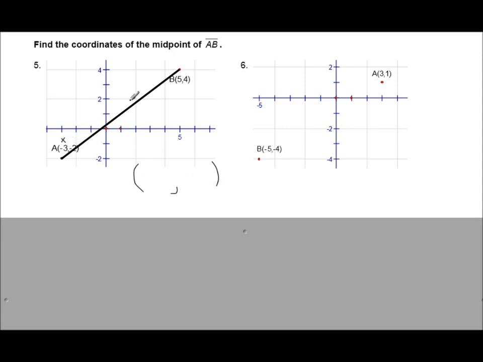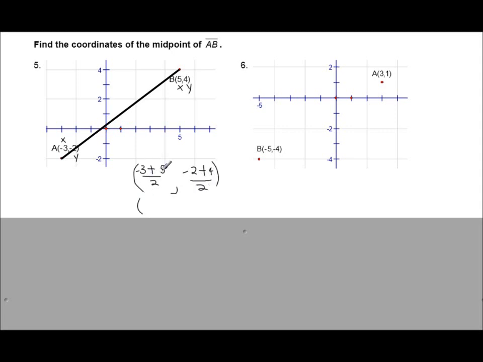So we take our X values. Let's first label X and Y for each. Take our X values, divide by 2. So -3 plus 5 divided by 2. And then we add our Y values together. I know I kind of covered it up here, but it's a -2. So we take -2 and we add that to our +4, divide by 2.